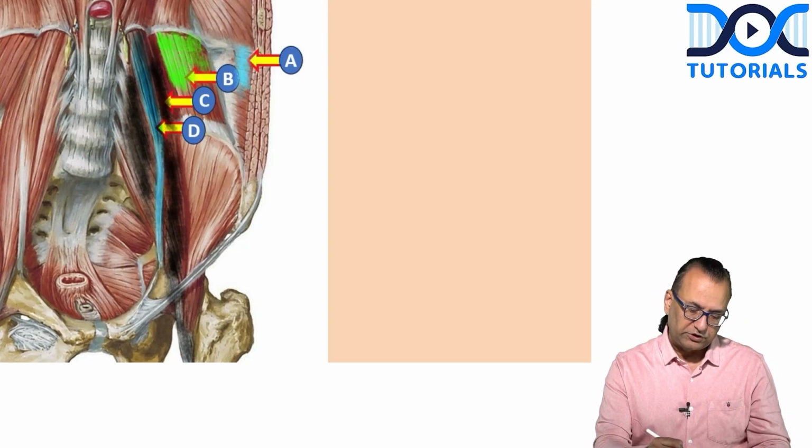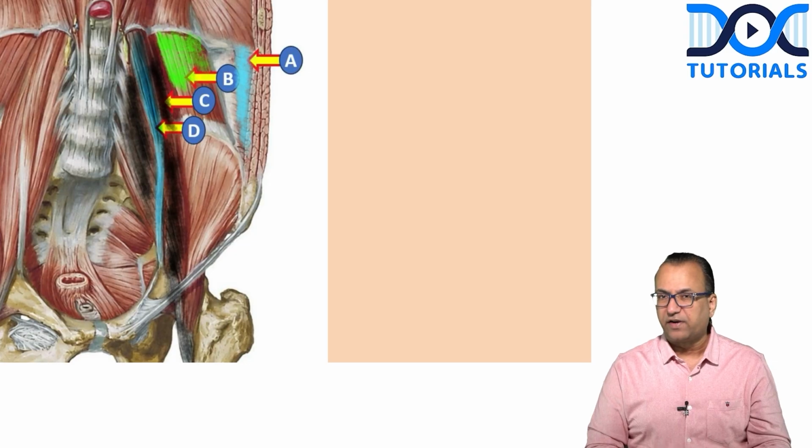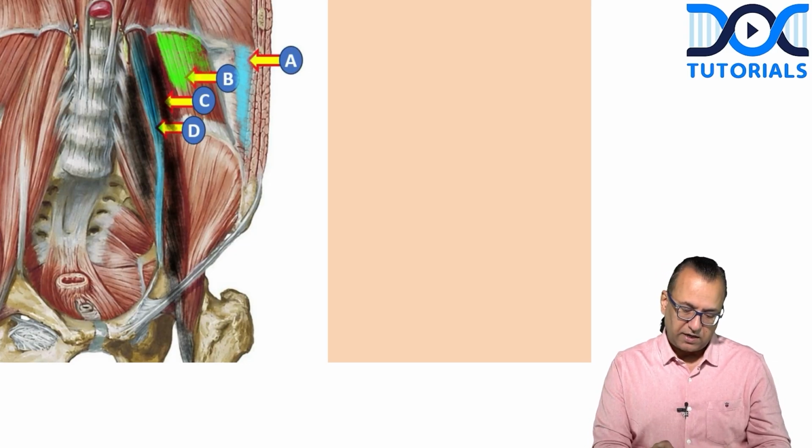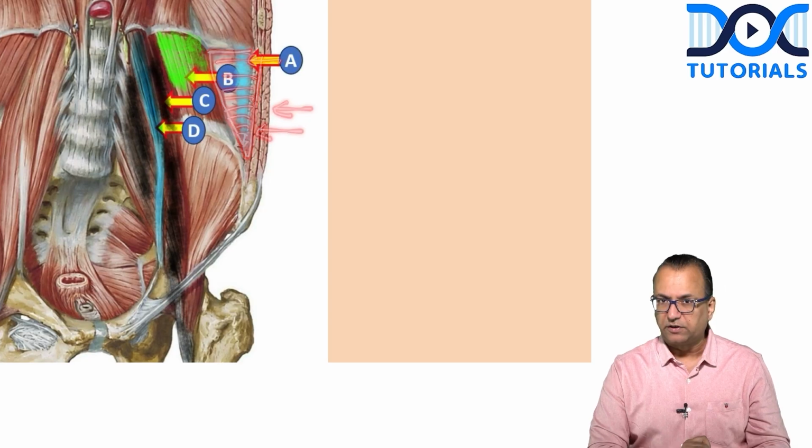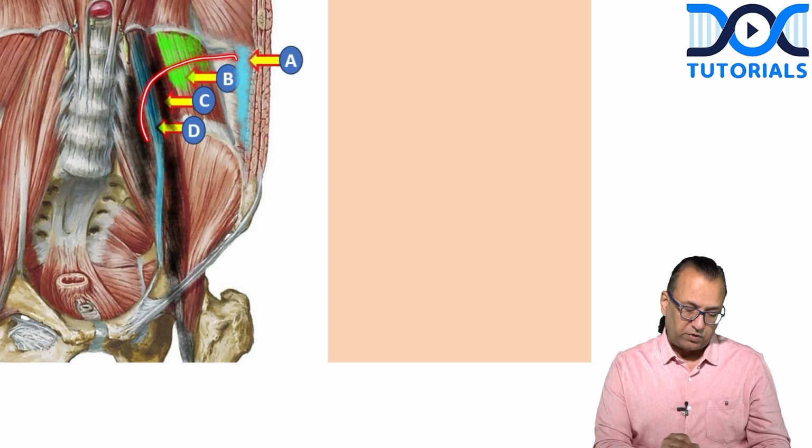Marker A, which is still more lateral, muscle of anterior abdominal wall, transversus abdominis muscle. As you will see, external oblique, internal oblique, and the marker here is on transversus abdominis muscle. So this is transversus abdominis muscle. They are all related to kidney posteriorly.